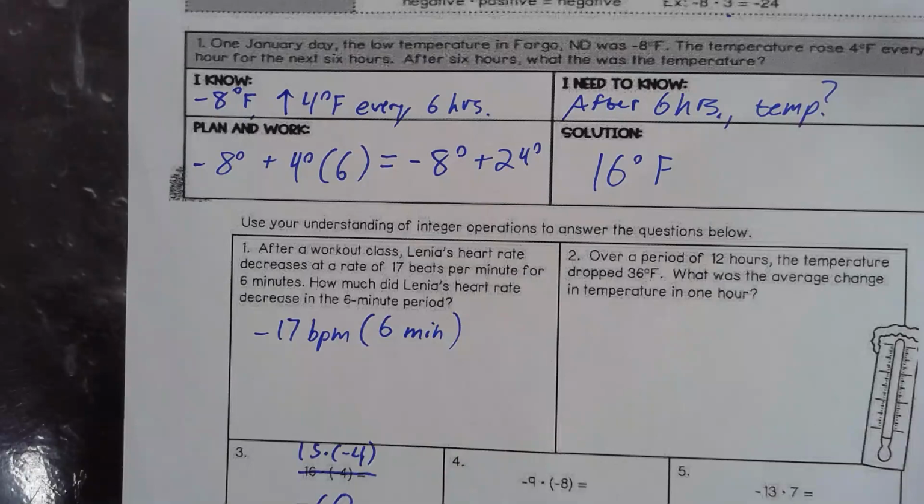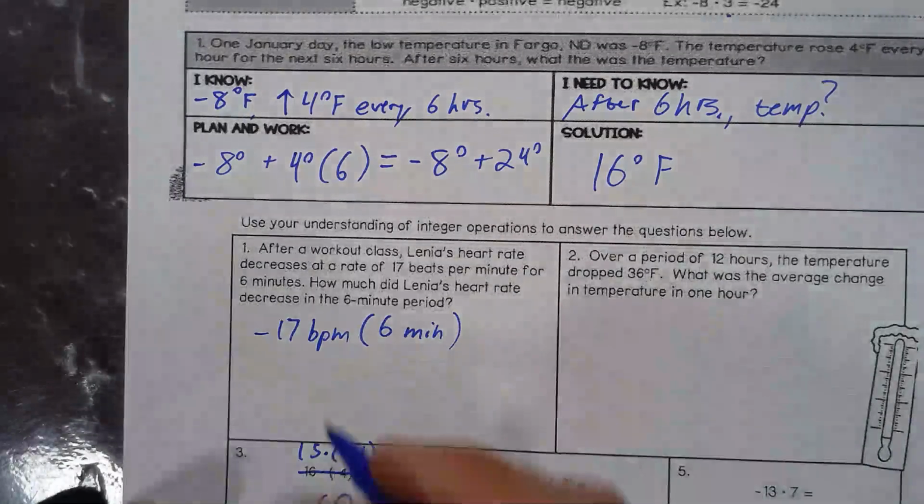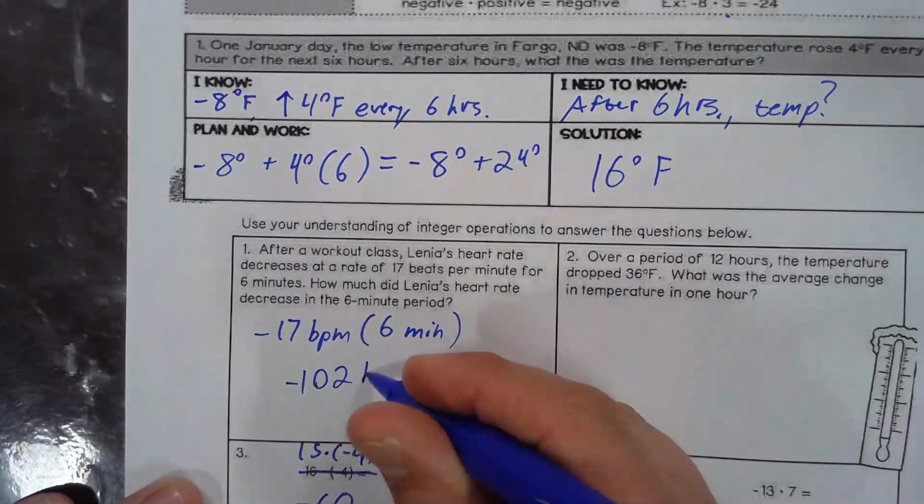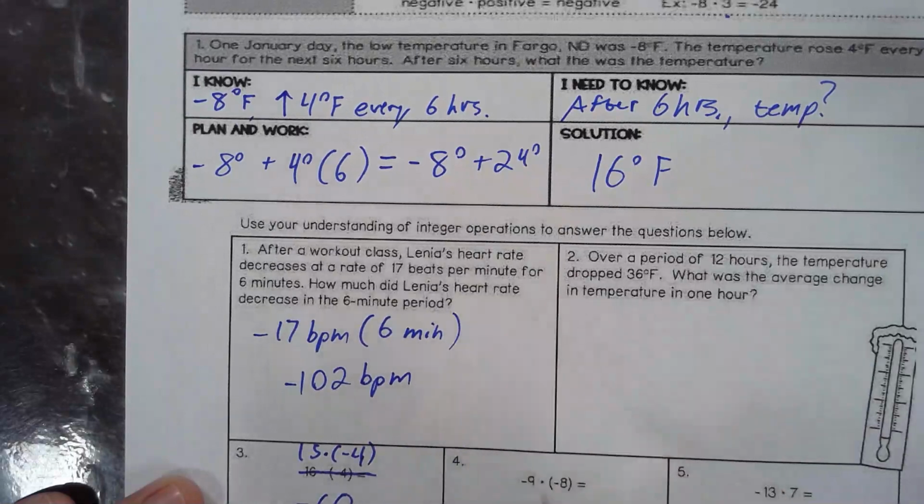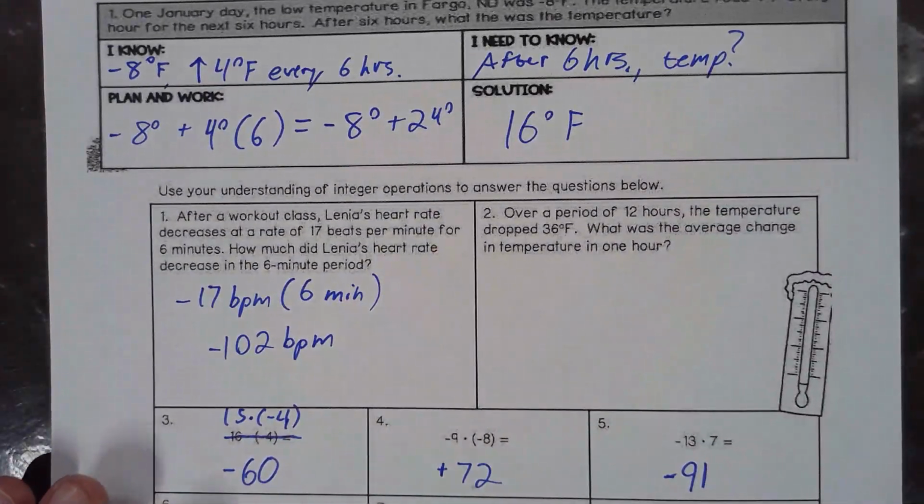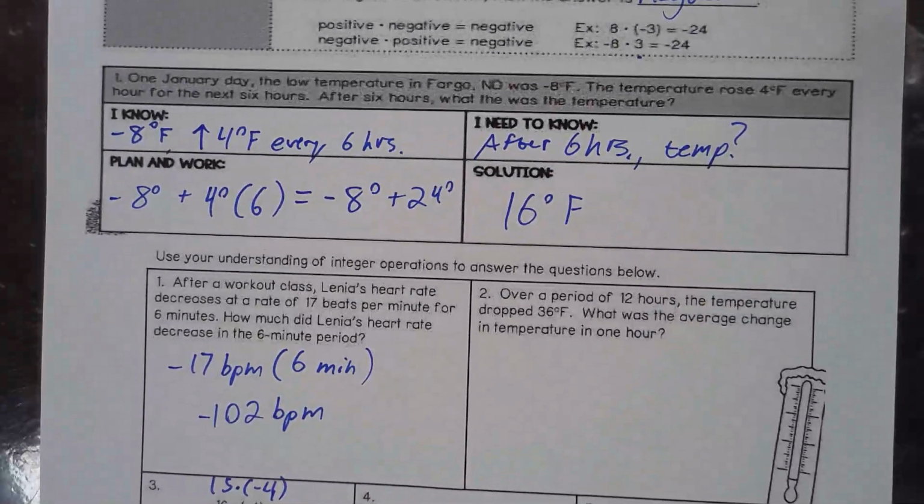Negative 17 times 6 is not on your chart. Thank you. So her heart rate decreased by negative 102 beats per minute. That's what you said? I'm sorry. Questions over the, I didn't stop for questions on the first word problem. Questions about either one of those word problems?